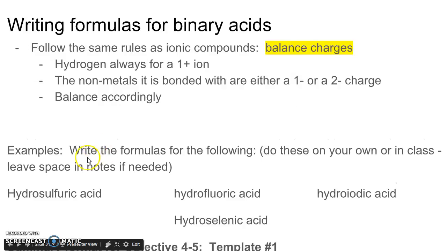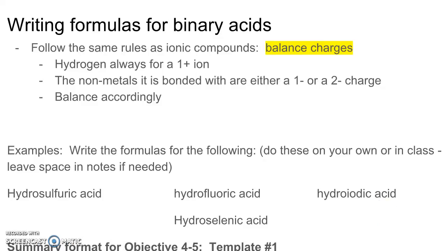So here's some examples to write the formulas for. Hydrogen is a 1+, sulfur is a 2-, so I have to have 2 hydrogens, which is why it's H2S. You can do these on your own. We're going to work these out in class, but like I said, there's only 6 of them. So you just work out the 6 examples, and they're basically ones that just kind of sneak up on you and can cause you some problems if you don't pay attention to them.